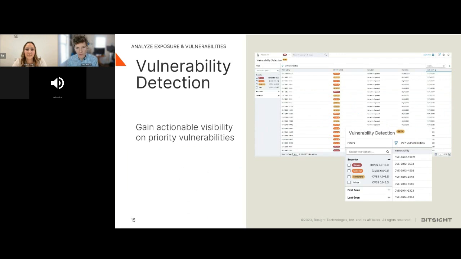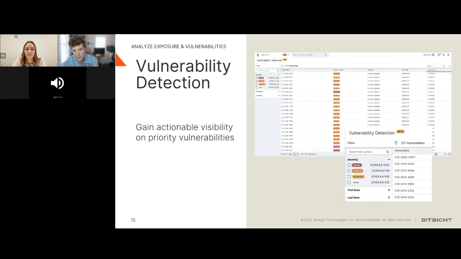We have a module that focuses just on vulnerabilities and looks at vulnerabilities detected within the organization. So this is like looking at a CVE and saying we see this CVE on the system within your organization. There's a bunch of different granularity that goes along with this.